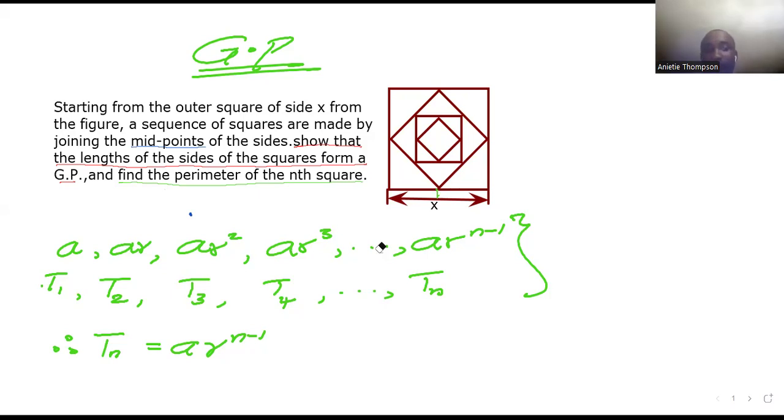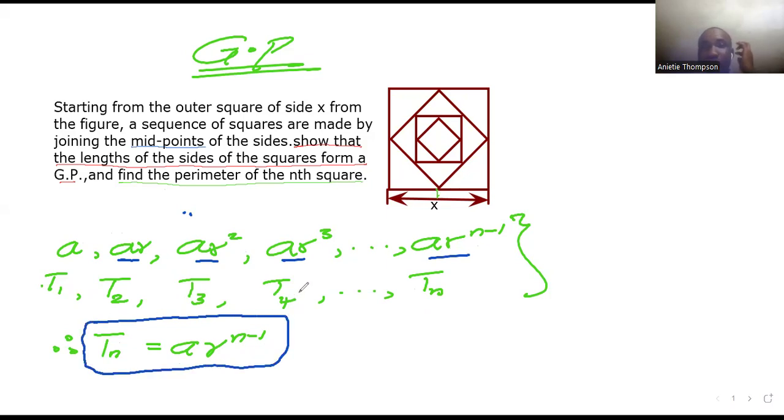I quickly wrote down a reminder of what a geometric progression looks like: the first term, the product of the first term and the common ratio, and so on. The nth term is given as this. That's why I named them T1, T2, T3, T4, and Tn, given that the formula of Tn is as shown.